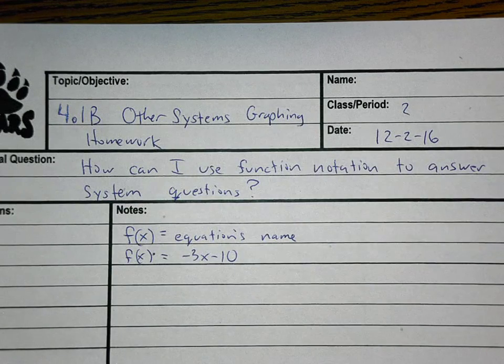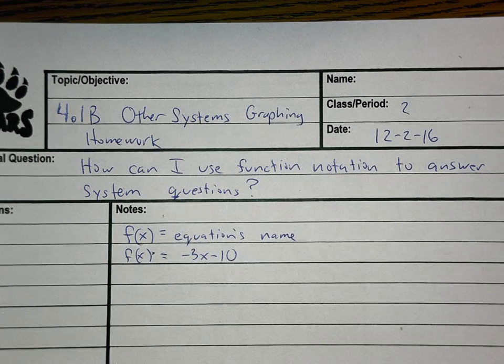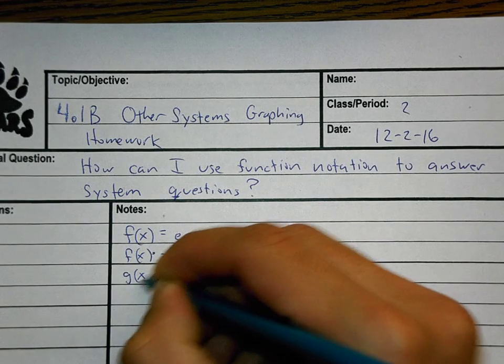4.1b, other systems graphing. What you'll end up doing in this assignment is there's going to be a lot of questions on here, but you really have to understand what the question is asking and how it's going to be phrased. A lot of times they're going to give you an equation and they're going to have an f of x in front of it. There might even be a g of x in front of it, like this.